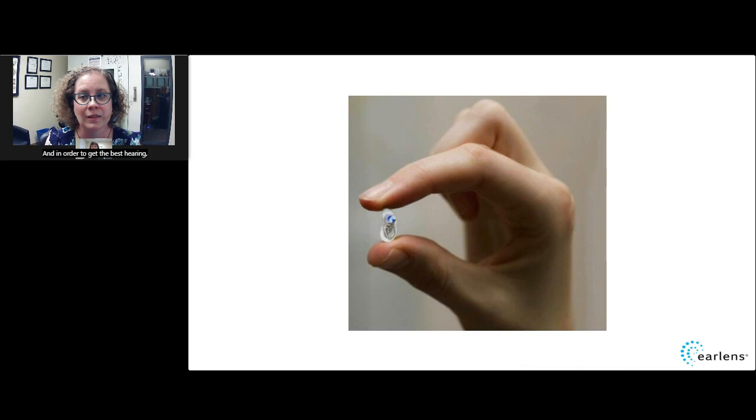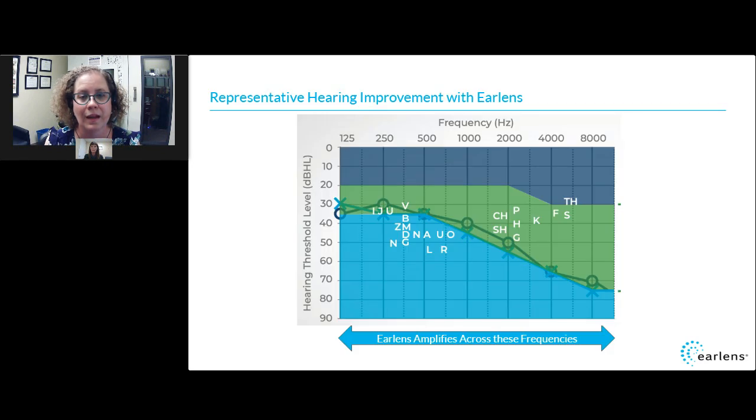And in order to get the best hearing, studies show that you must directly vibrate the eardrum with a lens. And Earlens is the only company in the market that does just that. As you can see in the graph, by vibrating the eardrum directly with a lens, Earlens can amplify sounds across a much broader range of frequencies, which lets you hear all the sounds that you were missing before.